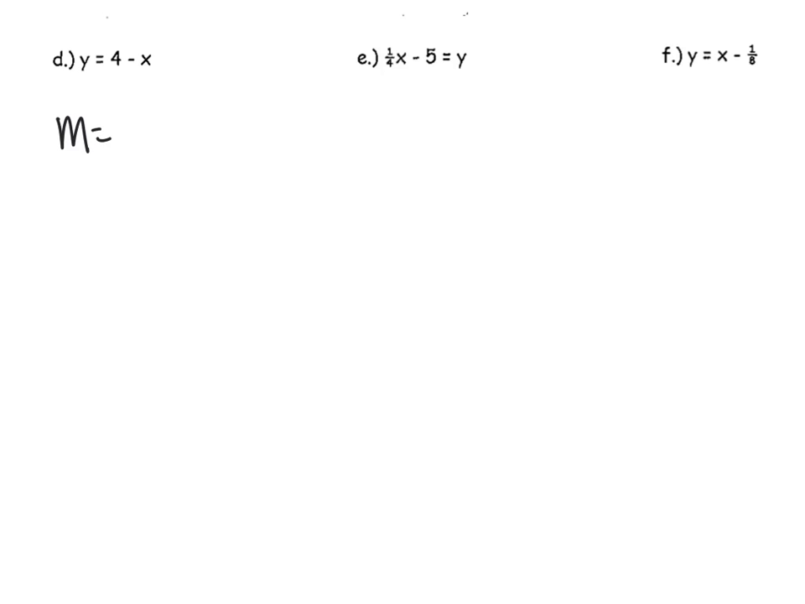All right, what's our slope for D? What's our slope for D? X. Negative 1, or negative 1 over 1. Okay, the negative is always going to go with your numerator. Okay, and what about B? What's our B? Negative 4. Okay, it's negative 4.